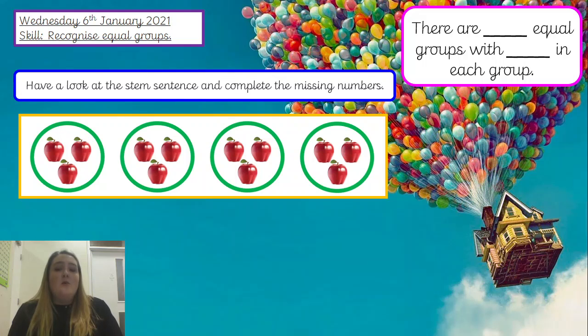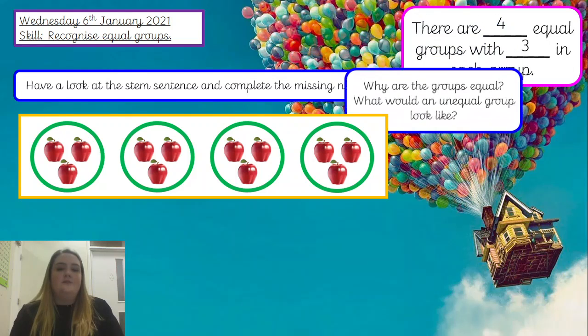And I would like you to pause the video and write this STEM sentence into your book with the missing numbers, and then unpause it when you have written your missing numbers into your STEM sentence. Okay, so let's check your answer then. So I have got there are 4 equal groups because there are 4 circles with 3 in each group because each of the 4 circles have 3 apples within each circle.